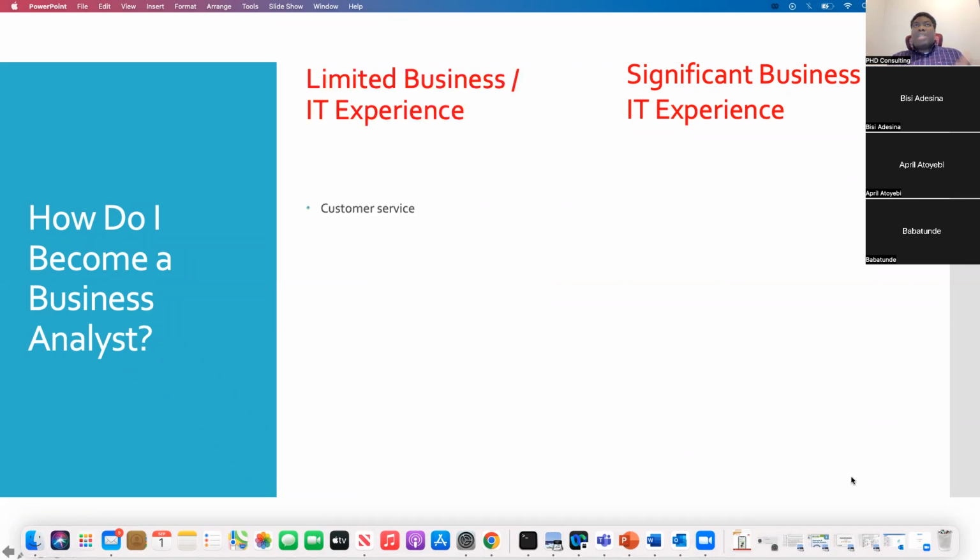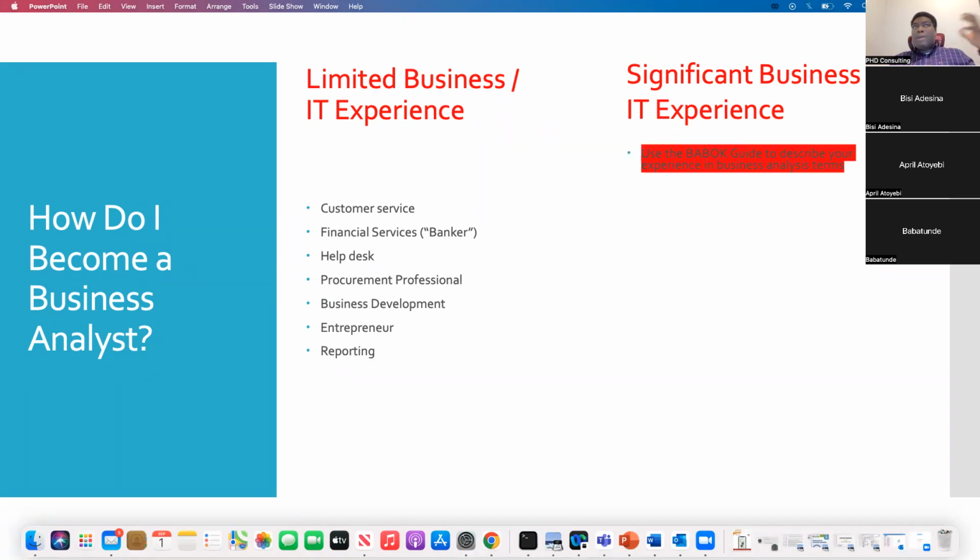Now, it's possible that you have very fragmented knowledge and experience. Maybe you're a customer service professional, a banker, like we usually say from back home, or you work as a financial services professional, a help desk analyst, a procurement professional, a business development professional or entrepreneur. You have those experiences, not directly related.